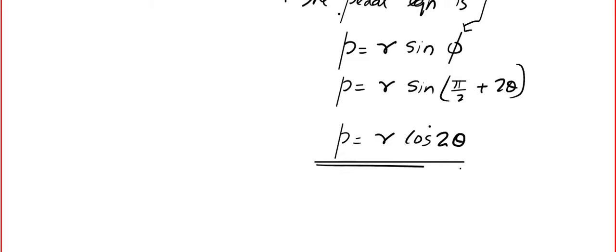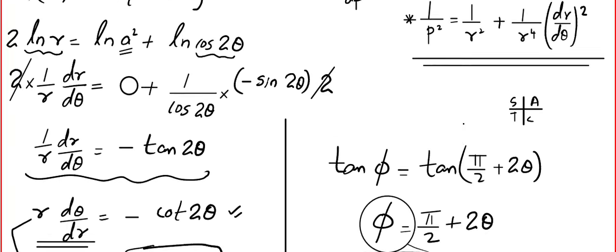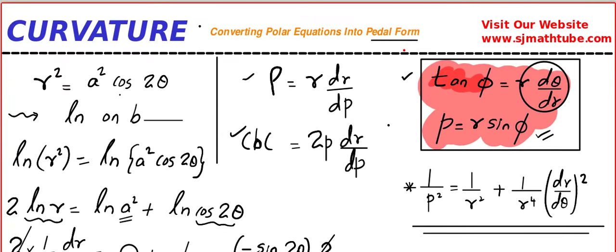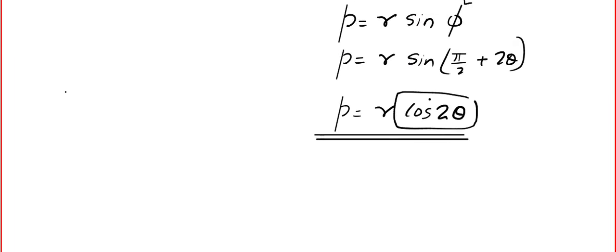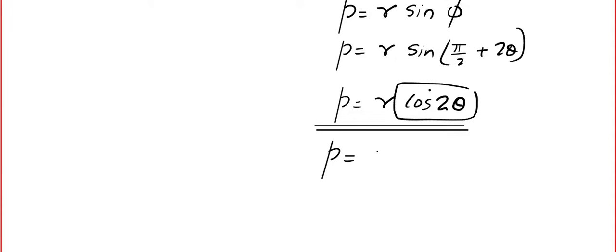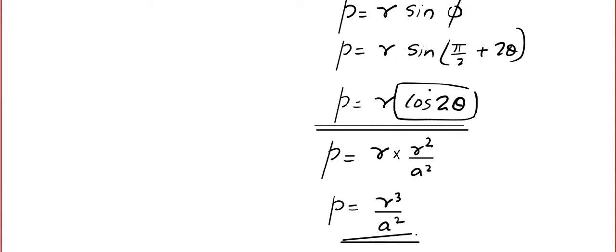But this is not pedal. Pedal means the relation between P and R. Theta should be eliminated. But that is very easy. Come on, look at this. Look at the question. What is cos 2 theta from this relation? It is r square by a square. So we get P is equal to r times r square by a square. So that will be P is equal to r cube by a square. So that's it. This is the pedal equation of the given equation.